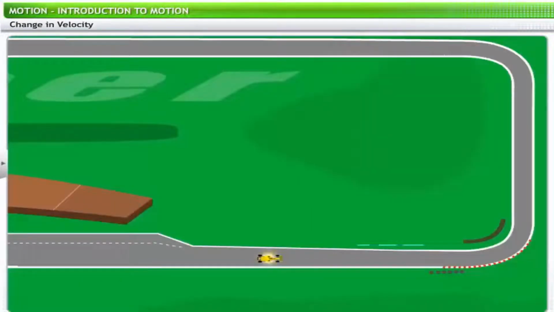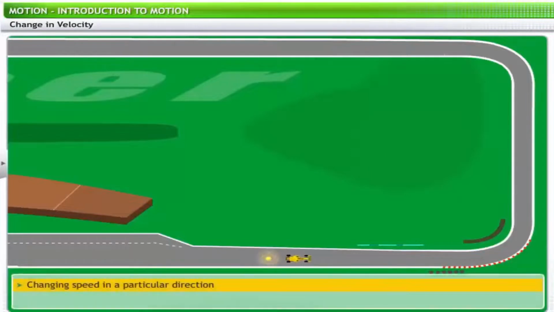Velocity of an object can change by either changing its speed in a particular direction or by keeping the speed constant and changing the direction. When the yellow car takes a turn and moves ahead, its velocity becomes variable.